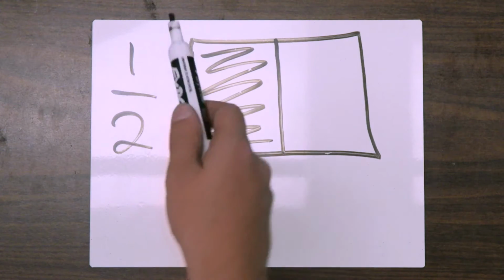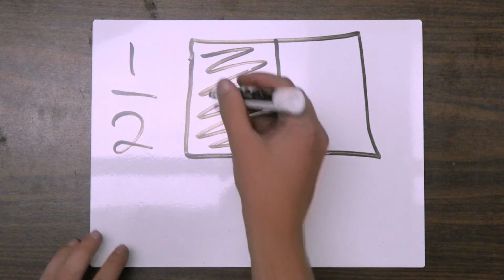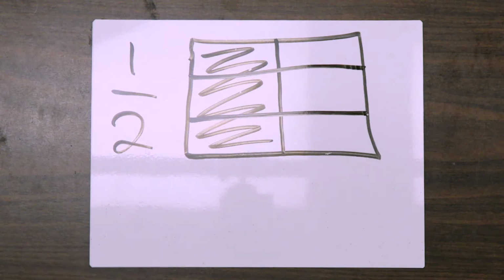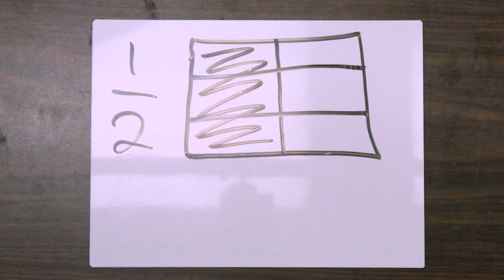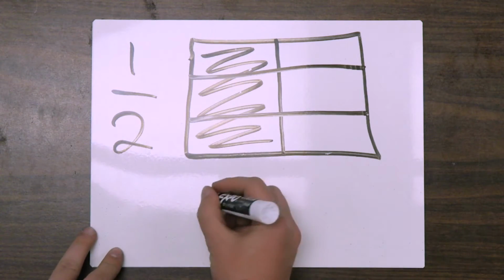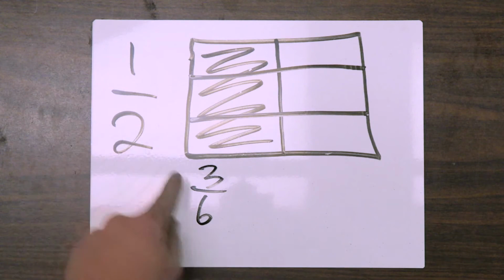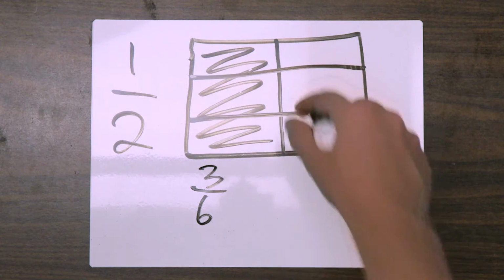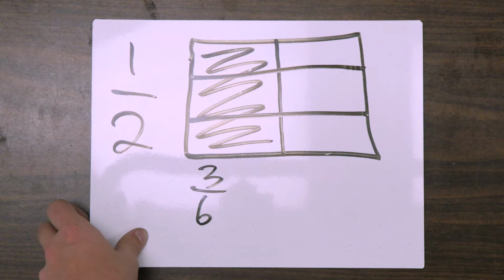Another example. Here I have 1/2, and I'm representing it visually here. And let's say I draw 2 lines here. Well, now instead of just having 2 pieces and one of them shaded in, now I have 6 pieces and 3 of them are shaded in. So 1/2 is equal to 3/6. And I could keep breaking this up and find other equivalent fractions if I wanted to.